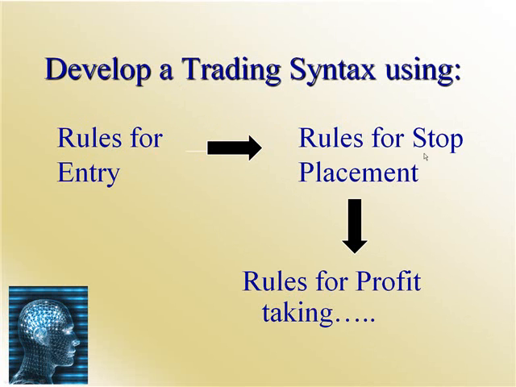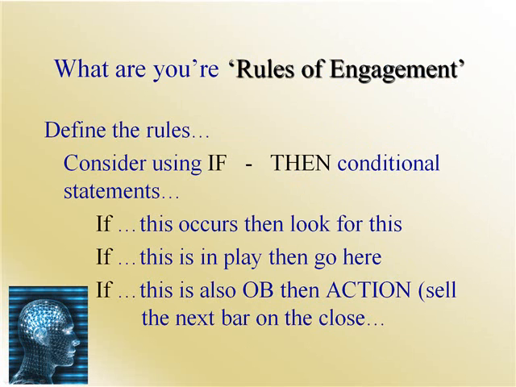But developing the syntax using rules for entry, we start out with what I call ROE, or rules of engagement. Okay? And we have a rule for entry. E line crosses the T line, and we get an entry, the close of the entry candle. We place a chop stop for 5 pips, above or below, depending on whether we're going long or short. And then if our buy stop or sell stop is hit, then we place our stops and we place our profit targets. Now, what are your rules of engagement?